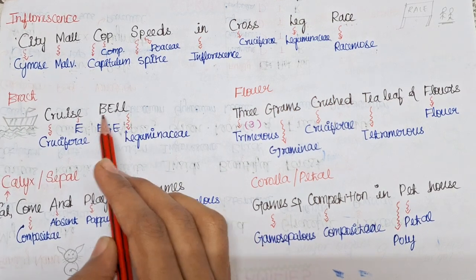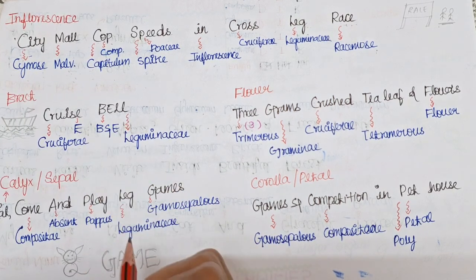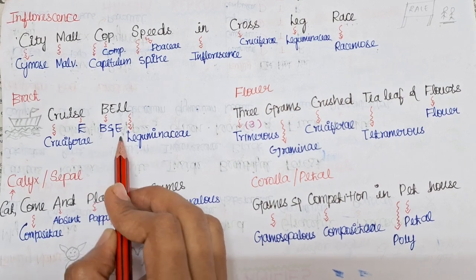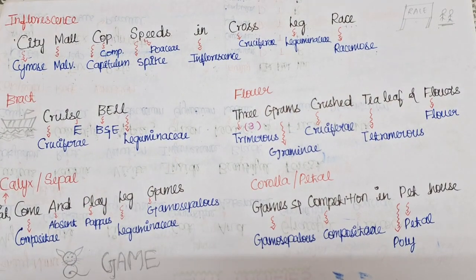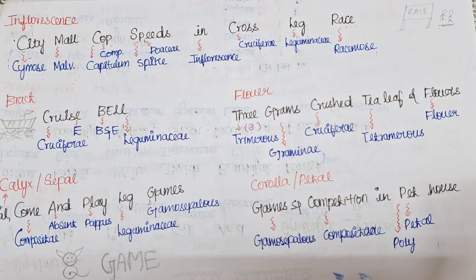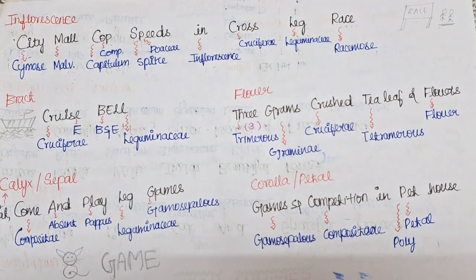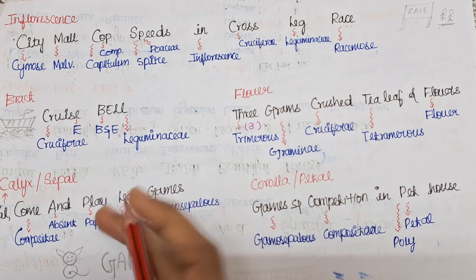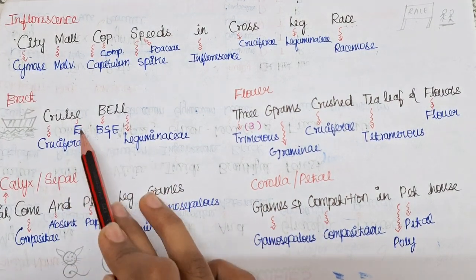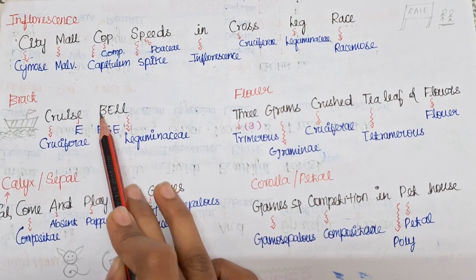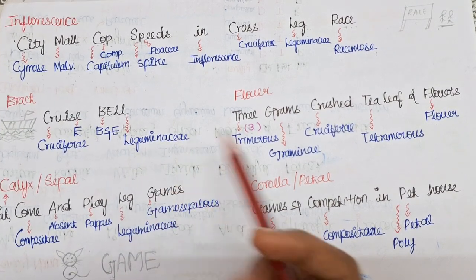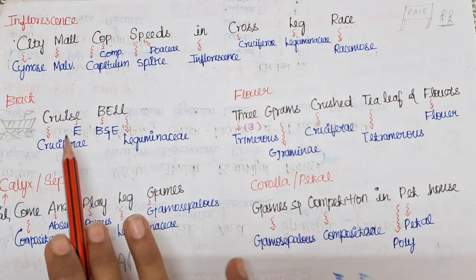Now bell. In this bell, B and E are coming together. That is both bracteate and ebracteate. Any doubt? Then L. L means what is the family starting with L? Leguminosae. Easy. Done. So cruise bell: CR is for Cruciferae, E means ebracteate. Then BE: both bracteate and ebracteate. L is for Leguminosae. So now we have seen ebracteate and both.